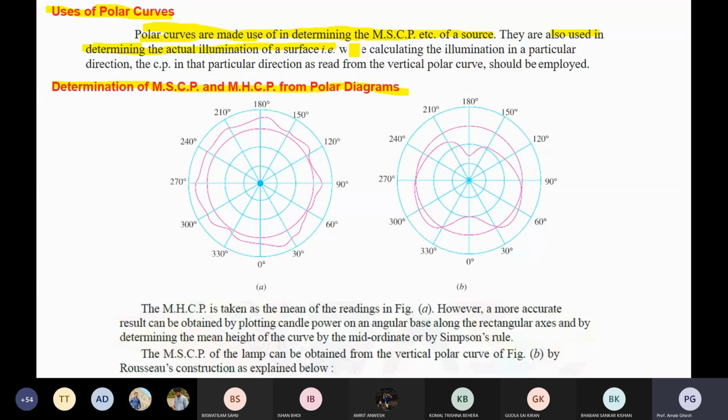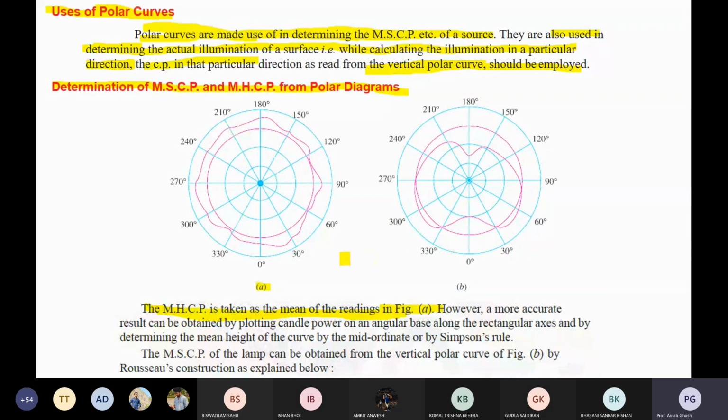So what is your MSCP, how are we getting the value of MSCP? The MSCP is taken by the mean reading from figure A. So figure A is there, and you have to calculate the mean reading, the mean horizontal candle power. However, a more accurate result can be obtained by plotting the candle power against the angle on a rectangular axis and determining the mean height of the curve by the mid-ordinate or Simpson's rules. So we have to calculate it using Simpson's rules. Last class I discussed those rules.